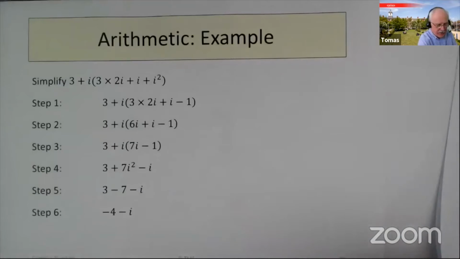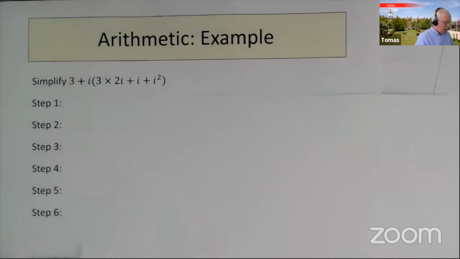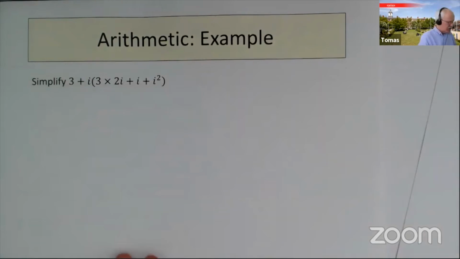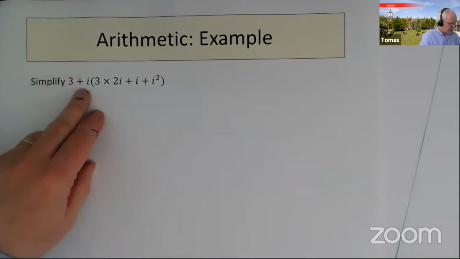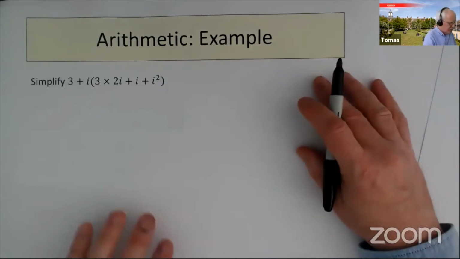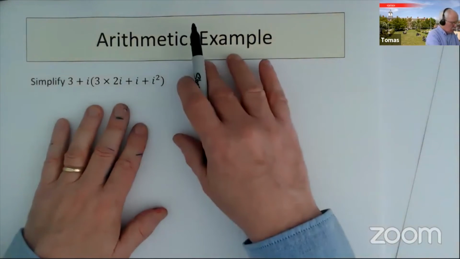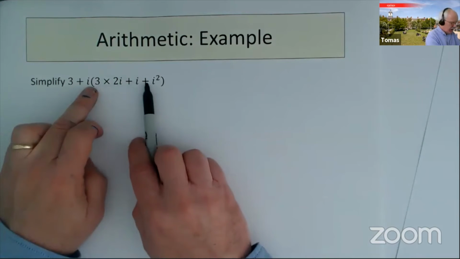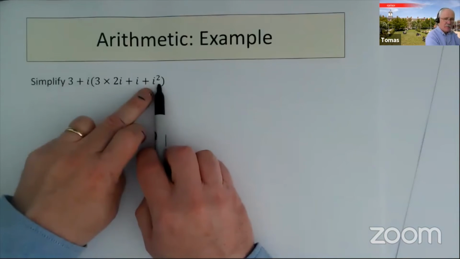But here's a reasonably long expression in mathematical terms that they want you to simplify. Simplify 3 plus i into all of these. And all we have to do is remember, what is the order? Well, we do inside the brackets first. Inside the brackets, it looks like we have a power, i squared. So let's do that first.